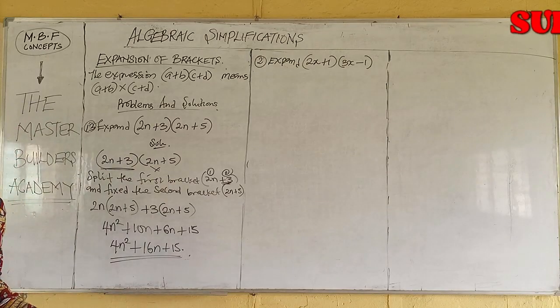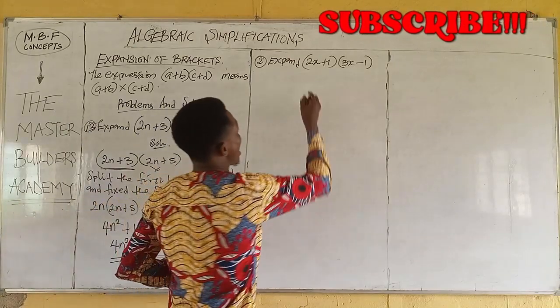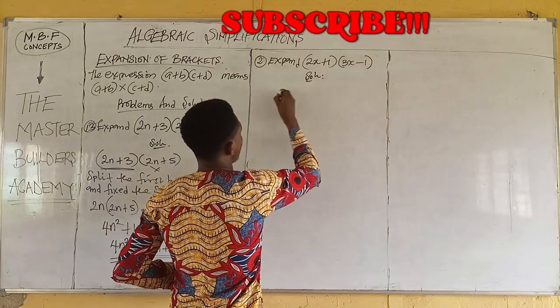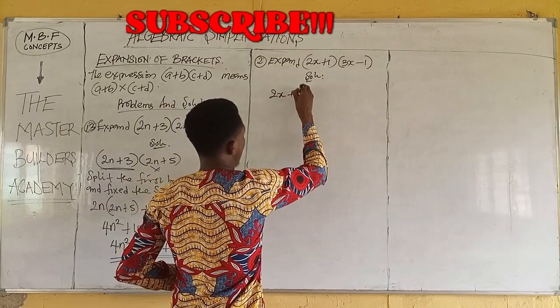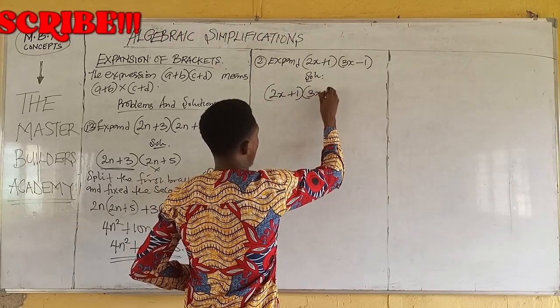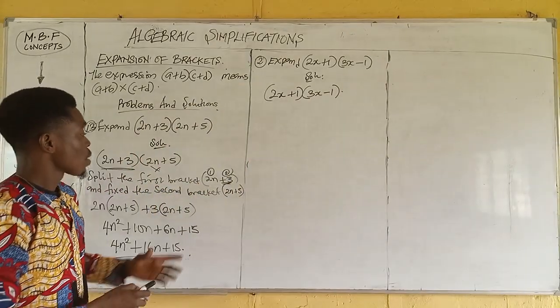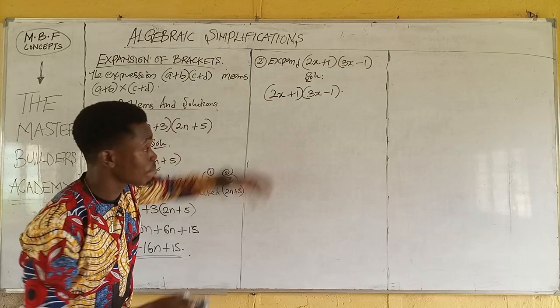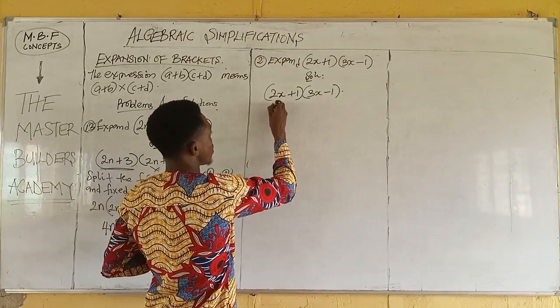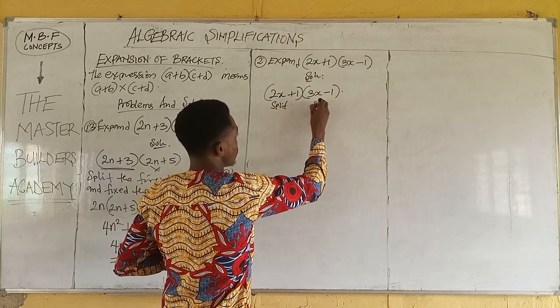It's as simple as this, guys. Very simple. Now, let's look at question number 2. Question number 2, we are asked to expand 2x plus 1 multiplied by 3x minus 1. So as it is, we will take this one as fixed. This will be split, and this will be what? Fixed.